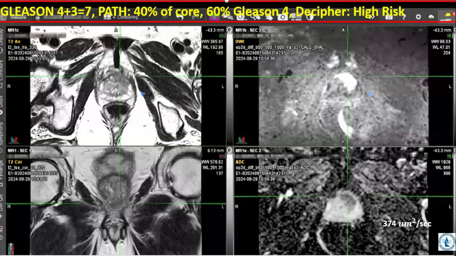Now, in this second slide, this is demonstrating an ADC value of 374, which is less. And note that this is at least a 4 plus 3 as well. But the Decipher is high risk.